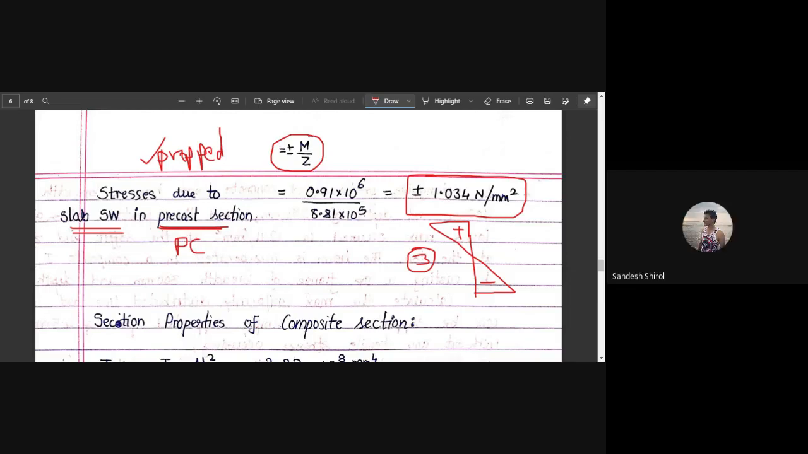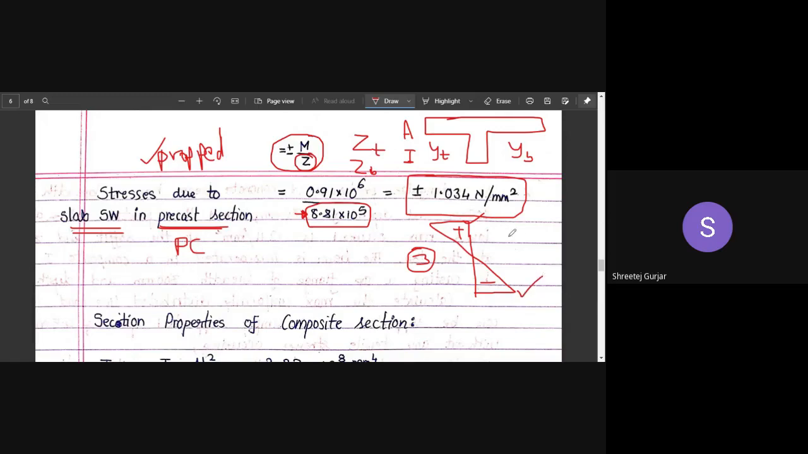Section modulus of composite section is used. So here, instead of Z that we have used, instead of the section modulus of the beam, we have to use section modulus of the entire composite section. Right? This entire section we have to consider. We have to calculate the area, the moment of inertia, then YT and YB, and after this, we can calculate ZT and ZB. Once you calculate ZT and ZB, just substitute them over here instead of this, right? You will get the stress at the top fiber and at the bottom fiber. So these are the changes in propped condition.